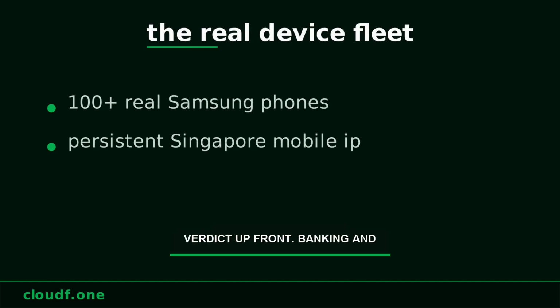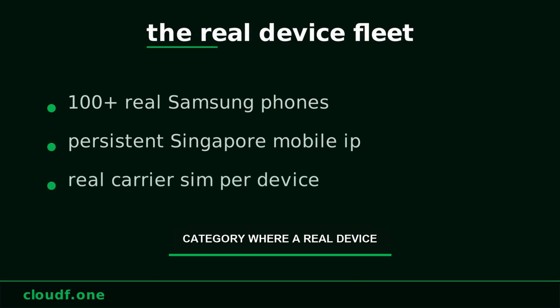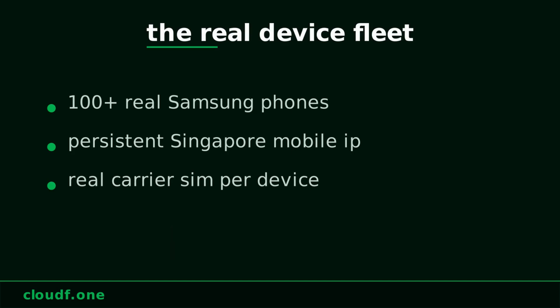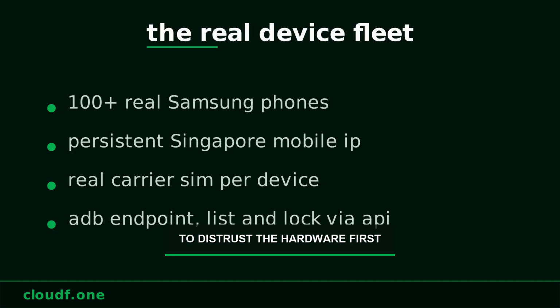So here is the verdict up front. Banking and fintech apps are the one category where a real device is not a convenience, it is the entire requirement, because these apps are built to distrust the hardware first and the user second. Let me show you what they actually check.